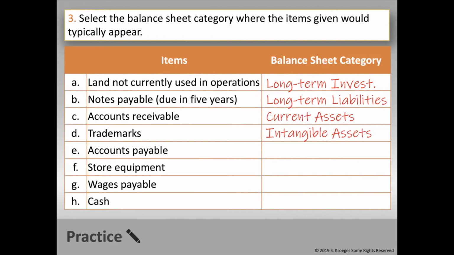E, accounts payable. It's a payable, so we know it's a liability. Is it current or is it long term? This is when we owe money to other businesses such as our suppliers. When do we need to pay them? It should definitely be in under a year. It's probably in under 30 days. This would be current. F, store equipment. Since it's equipment and we're going to be using it over a long period of time, not just 1 year, it would be a plant asset.